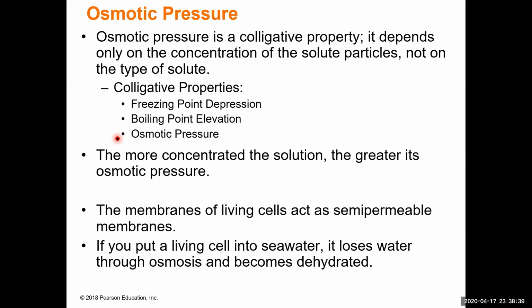Membranes of living cells act as semi-permeable membranes. So they allow the flow of water from the less concentrated solution into the more concentrated solution. If we were to put a living cell into seawater, it would lose water through osmosis, and it will become dehydrated.